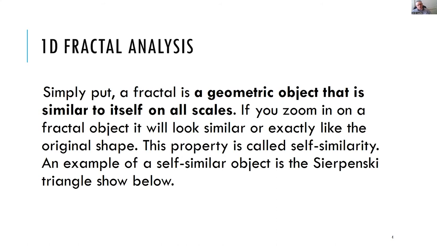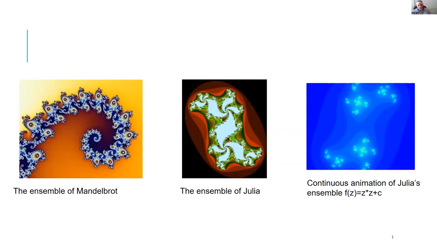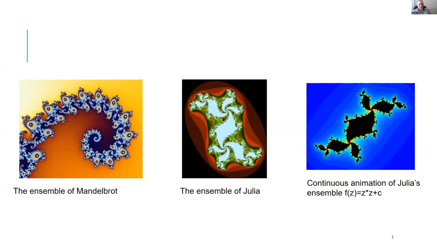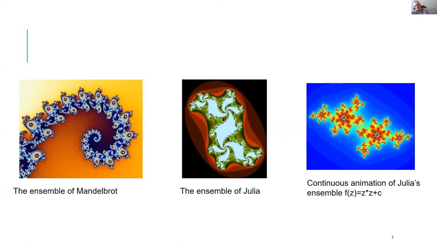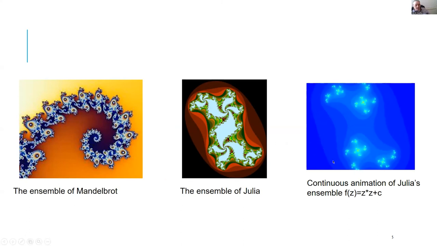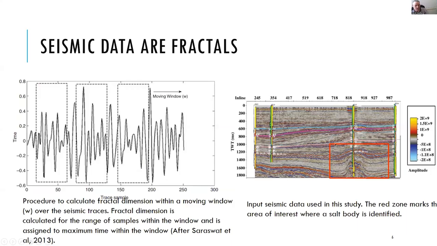So simply put, a fractal is a geometric object that is similar to itself on all scales. If we zoom in on a fractal object, it will look similar or exactly like the original shape. This property is called self-similarity. These are some examples of fractal objects: the ensemble of Mandelbrot and Julia, and this is a continuous animation of the Julia ensemble.